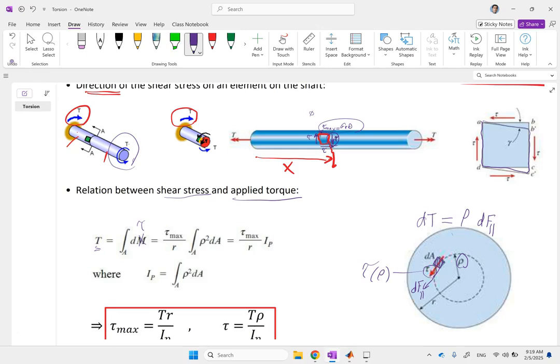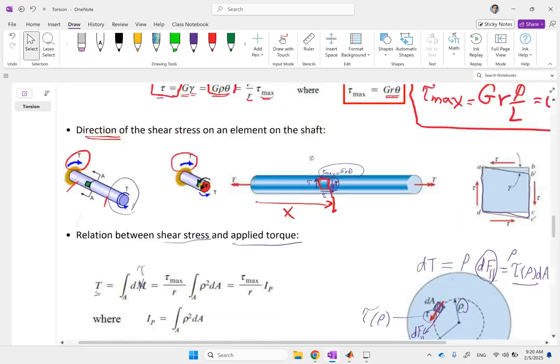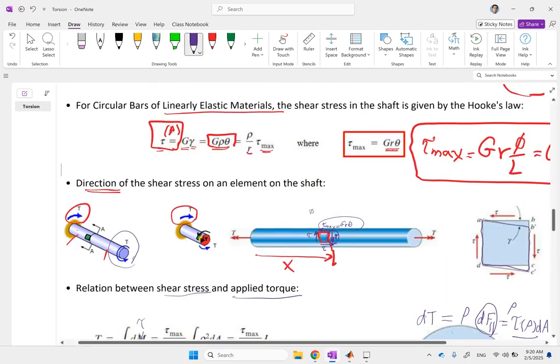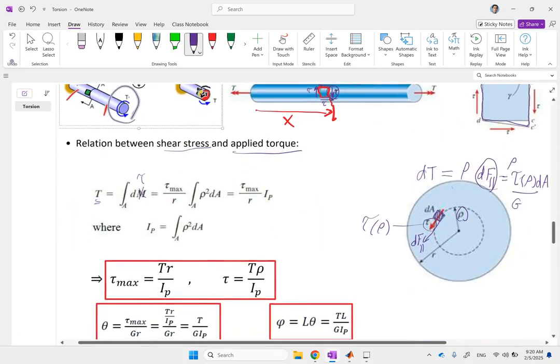Now, how much is the shear force? Well, clearly it's equal to the tau at that location times the area. Force is stress times area, and this rho exists there, so it's going to be rho tau of rho dA. Now, what was tau of rho? Remember, we just had the formula for tau of rho. It was G rho theta.